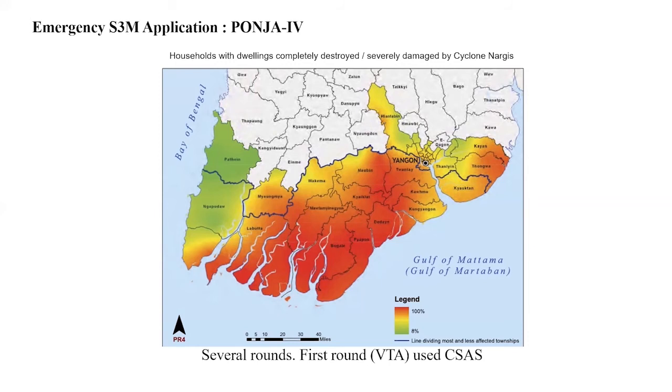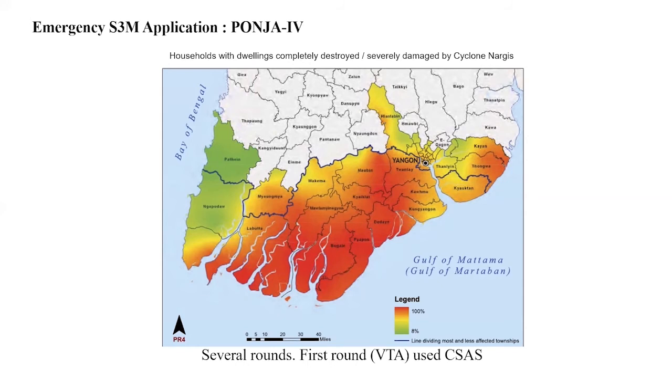And this is round 4, so this is 4 years into the rehabilitation program, and we can still see here there are a large number of households where there has been complete destruction of housing, of dwellings. In the first round, we were not so experienced with using S3M. And the first round would use CSAS.